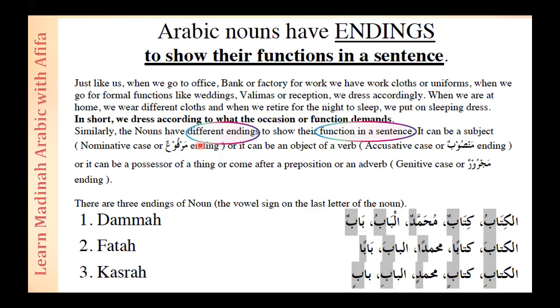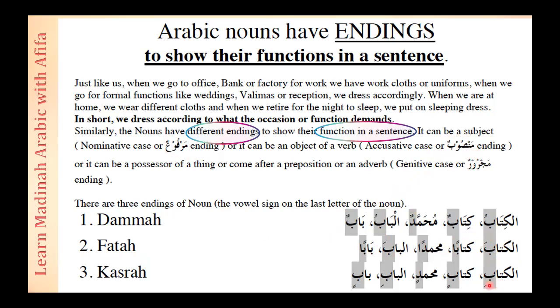What we are going to focus on is understanding that the endings of the word will indicate to you the state of the noun. So for example, if a noun ends with a dhamma, or with the tanween dhamma right here, in all of these examples, they are ending with a dhamma. This state is going to be called marfu'un. And if the word ends with a fatha or with a double fatha, like that, we say the state is mansubun.